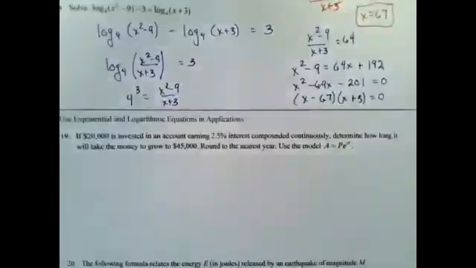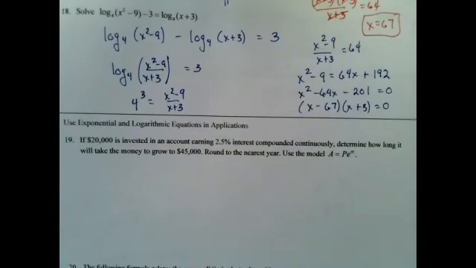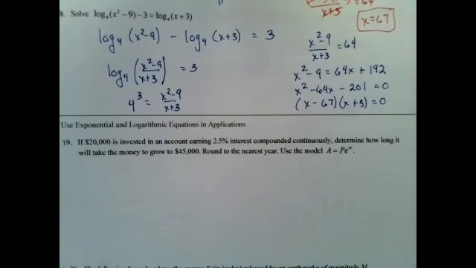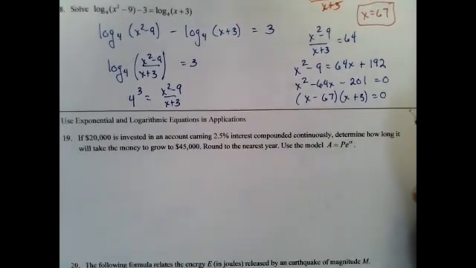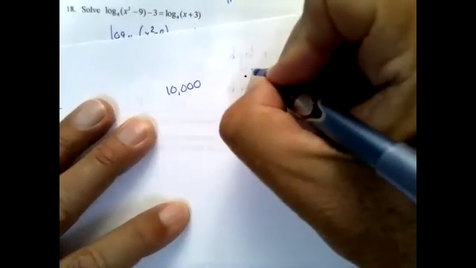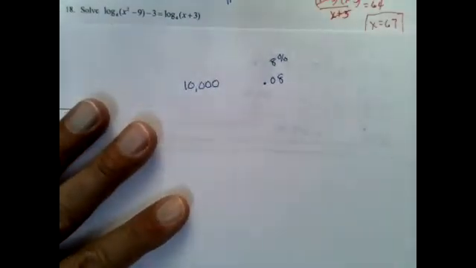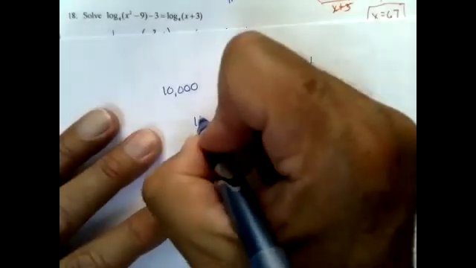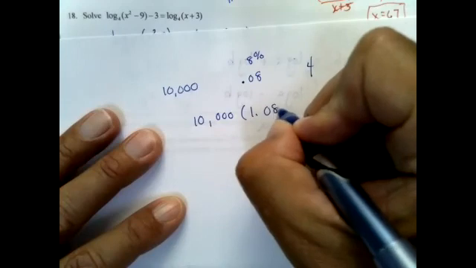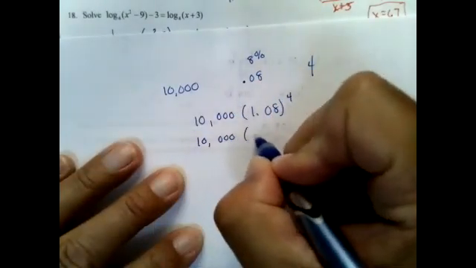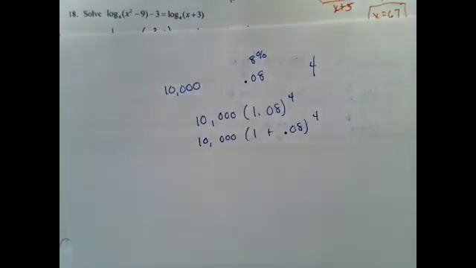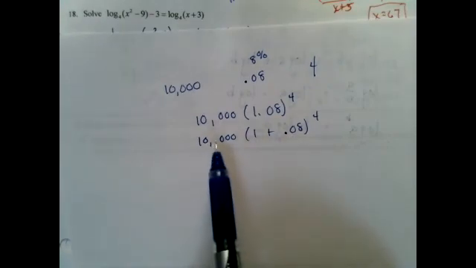Okay, let's try 19. There's a 20. I think if we can get through 19, we're good for today. Let's go back to some of that financial stuff. If Joe has $10,000 at 8%, which is 0.08, for 4 years, we had come up with an equation of 10,000 times 1 plus 0.08 to the 4th power. That was adding 8% of the new amount every year. You might want to go back and brush up on that.